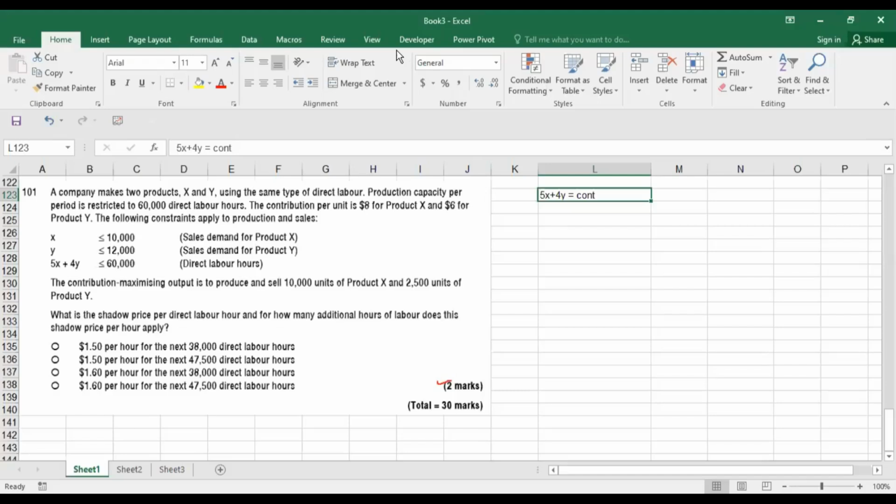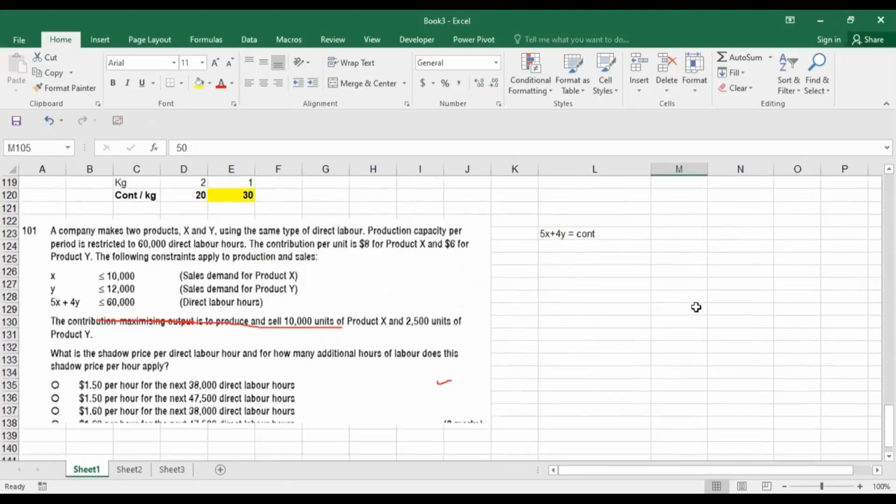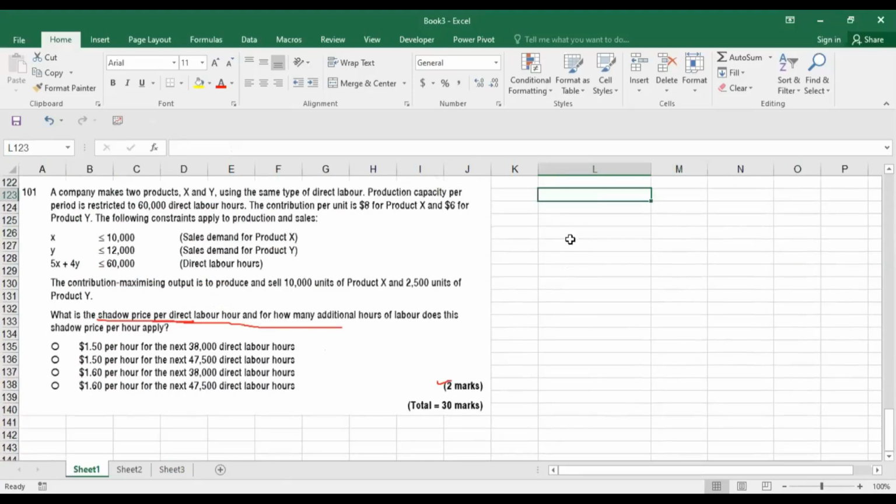And the question again is about labor hours. They ask what is the shadow price per direct labor hour and for how many additional hours? So first let's calculate the shadow price. If you remember, we said that if we change 1 additional hour, what will be the contribution? So we calculate the old contribution and the new contribution. My actual plan was how many units you were selling for X and how many units for Y.